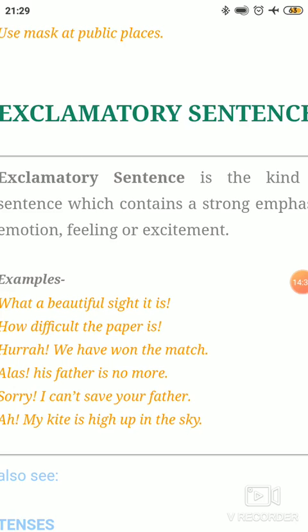So what types of sentences are there, what are the definitions of the sentences, and what are the examples of such sentences. Hopefully I have given everything in the form of notes to you. Please jot down everything in your grammar notebook.